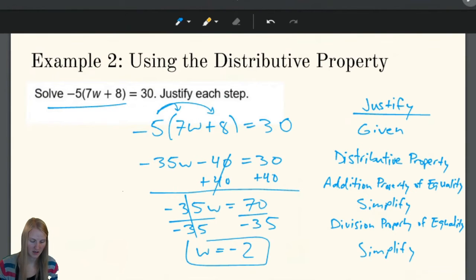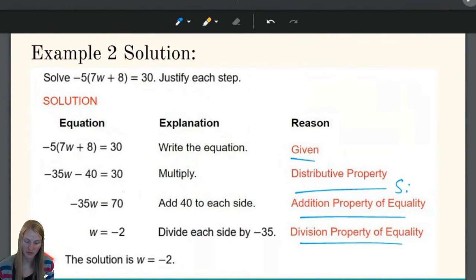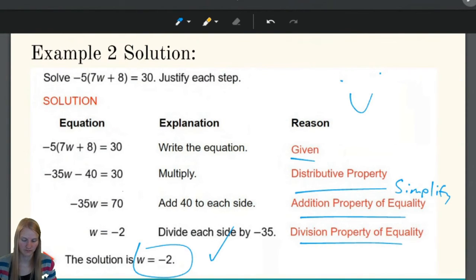So we can check ourselves. Given, distributive property, addition property, division property. They didn't add the simplify between each step, because some people say, well, duh, you simplify. You don't even need to write down that step because it's just so obvious. So some people write down simplify, some people don't. You will need to ask your teacher which one they want you to do. I like you to write simplify because I like to see your proofs. I like to see every little detail of your proofs. So, and we got -2, which was correct. So, put simplify in your proofs if you're one of my students.